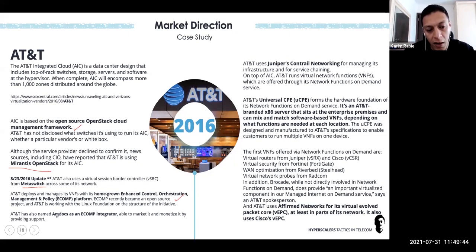And then they had Amdocs as the ONAP or ECOMP integrator. They had Juniper Contrail, and they pushed Juniper to make it an open source thing, an open source Juniper Contrail. Then they had a uCPE, an AT&T uCPE, and their choices were Affirmed for the vEPC, and some parts were Cisco.